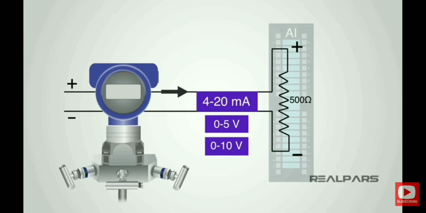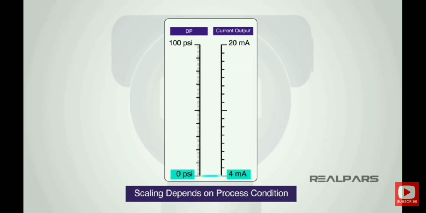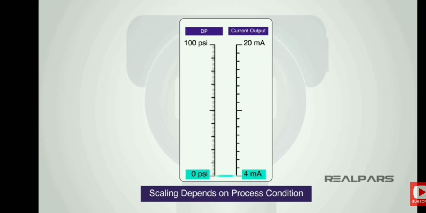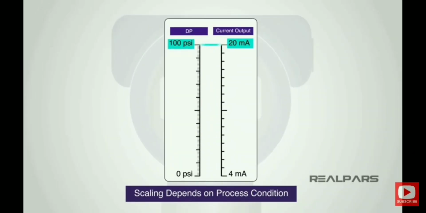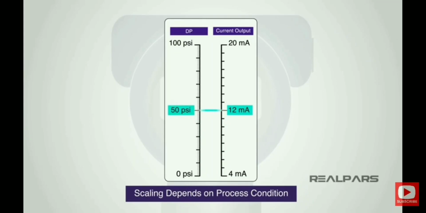Depending on the range of measured pressure, a 4 milliamp signal could equal a measured delta P of 0 psi, and a 20 milliamp signal could equal the maximum measured value. In this case, we will say the maximum value is 100 psi. Using this, we know a 12 milliamp signal is equal to 50 psi of delta P. The relationship between a produced electrical signal and the unit of measure is called scaled output.